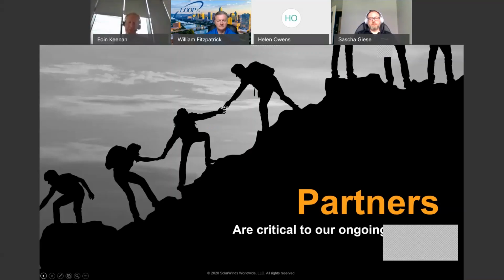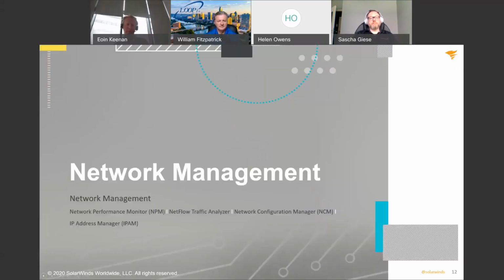Our partners are absolutely key in this. We have partners in practically every country in the world. And of course, partners like Loop1 are absolutely critical in terms of implementing and optimizing the systems on the ground. So we don't really do professional services as such as a company. So looking at network management, we look at a couple of key technologies here.